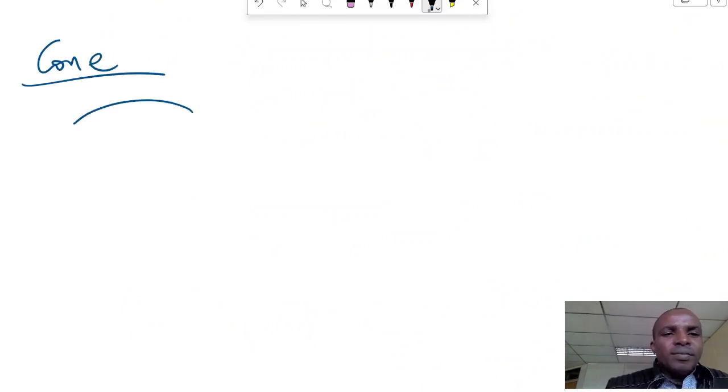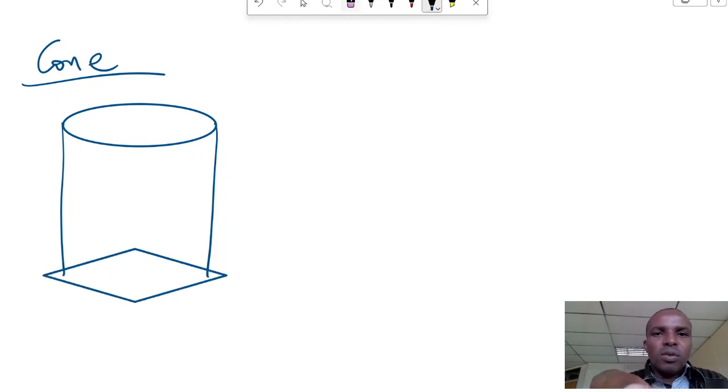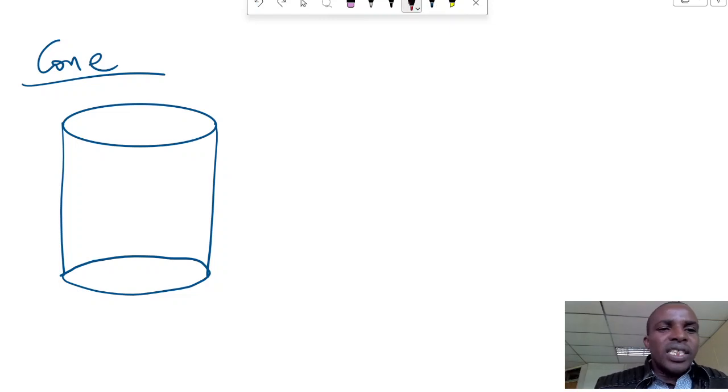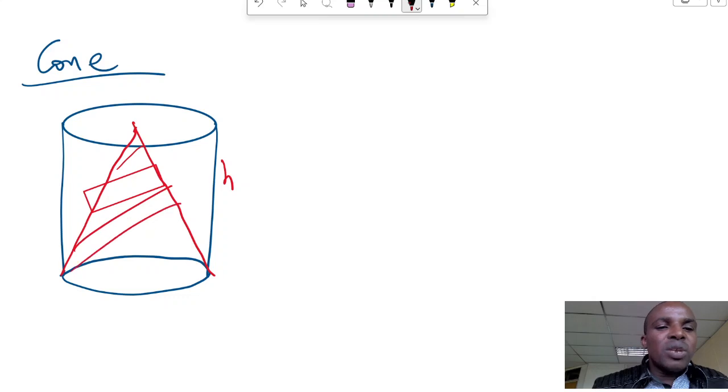Right, a cone. It came from something like this. Wow, what type of shape is this? Right, it came from something like this. And this one is a cylinder with height h. So a cone, if we can divide, like this one, that's a cone in red. That's a cone. So a cone, if you can check, it's actually part of the cylinder. That's a cone.